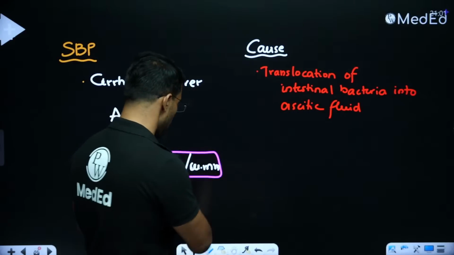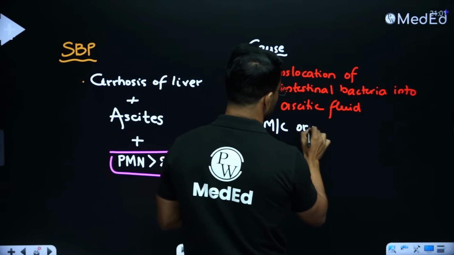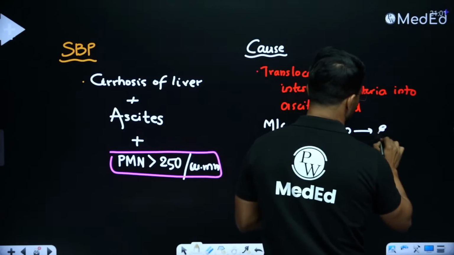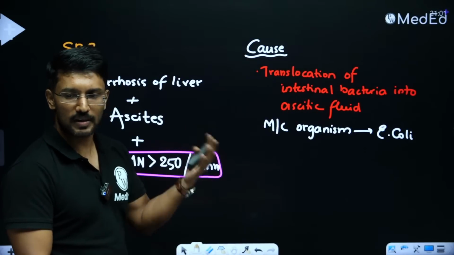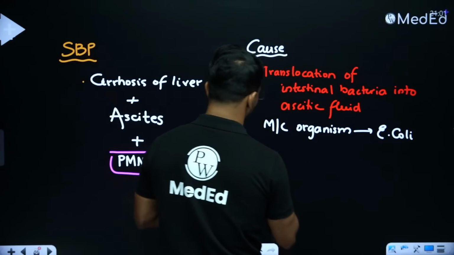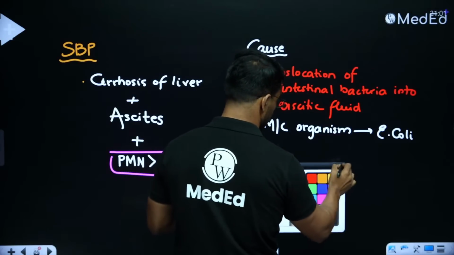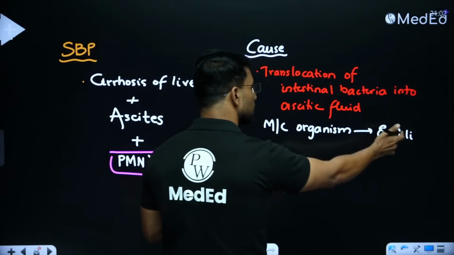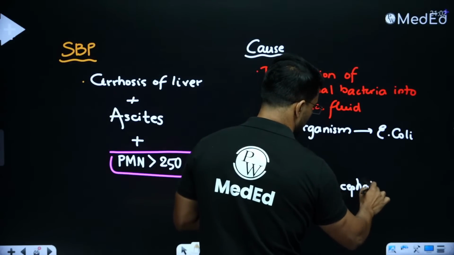What could be the most common organism responsible in that case? What is the most common organism in the intestines? It is E. coli, right? So E. coli is the most common organism responsible for spontaneous bacterial peritonitis. When someone develops it, I have to treat with antibiotics. And what is the antibiotic of choice? The antibiotic of choice is going to be third generation cephalosporins, which generally work well for E. coli. Third generation cephalosporins like ceftriaxone.